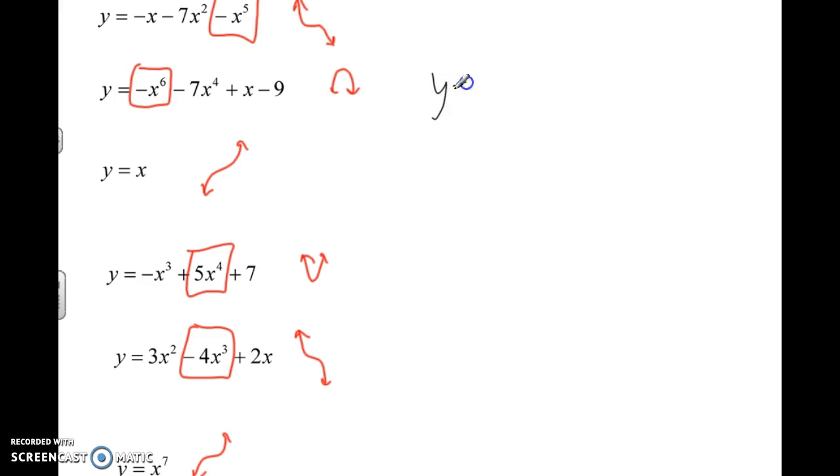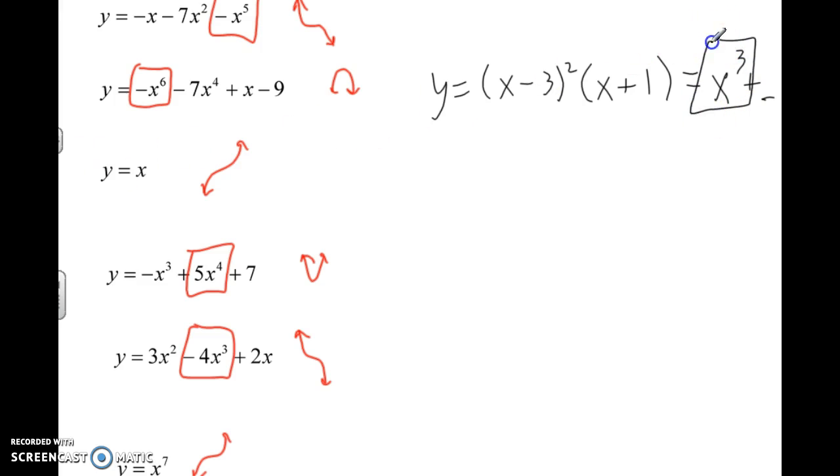You might even see it like this. If you have something like y equals (x minus 3) squared times (x plus 1), without multiplying this all out, I know the first term here is going to be x squared times x, so this is going to be x to the third plus, I don't really care about the rest. If I just think about the first term as x cubed, the end behavior is going to be down, up, and it may squiggle in the middle. So that's your end behavior.